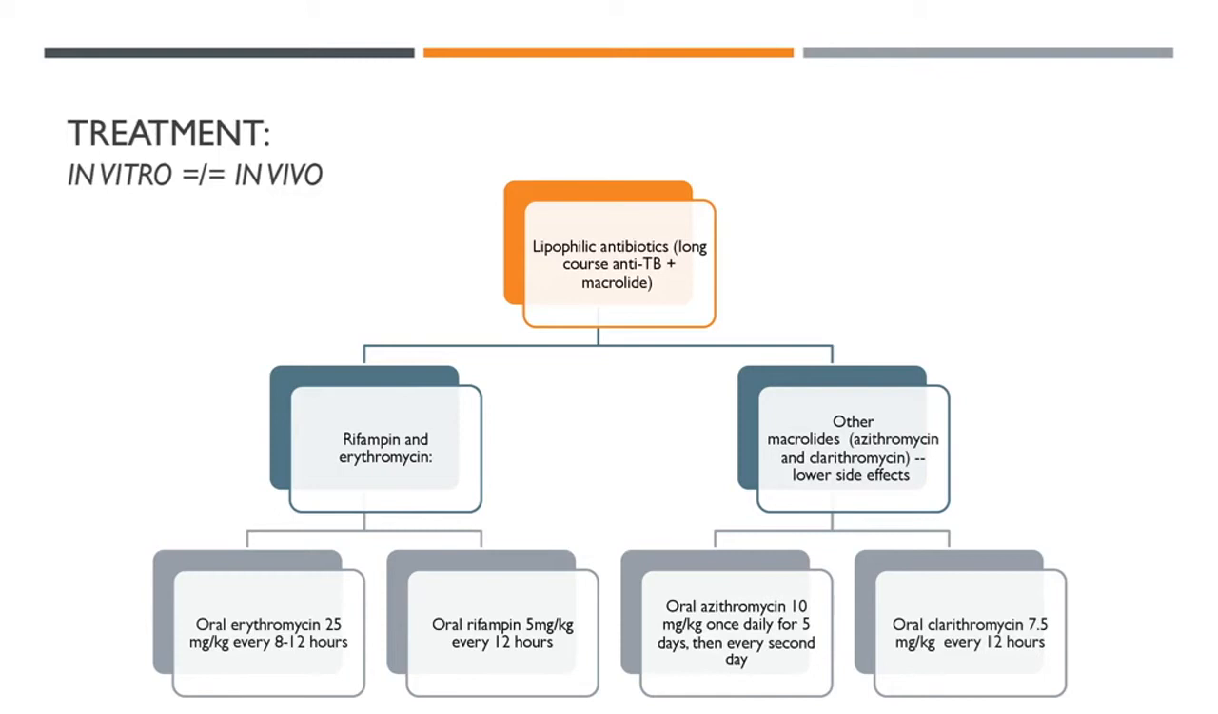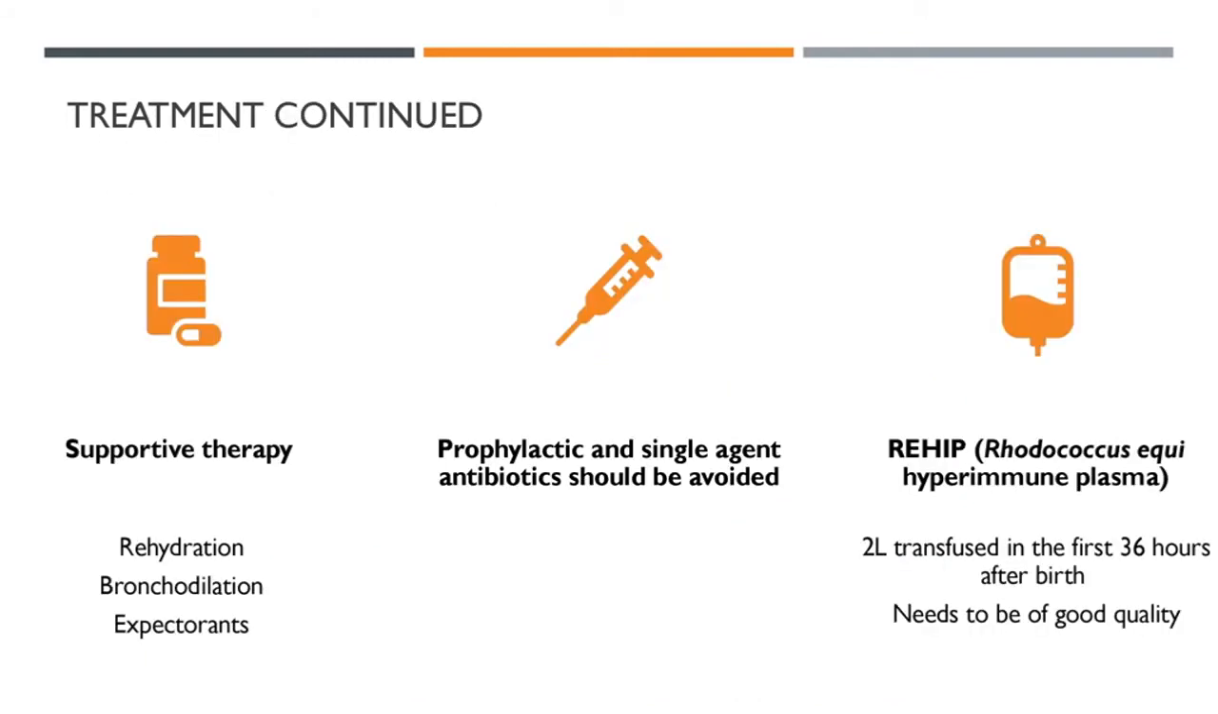It is not recommended to use a single-agent macrolide or single-agent rifampin, and this practice has been associated with the development of antimicrobial resistance. Using the combination treatment reduces this risk. Additional supportive therapy for the foal is recommended, such as rehydration, bronchodilation, and expectorants to aid in recovery. Some properties practice prophylactic antibiotic treatment. However, this is associated with mixed results and links to antibiotic resistance, and therefore should be avoided.